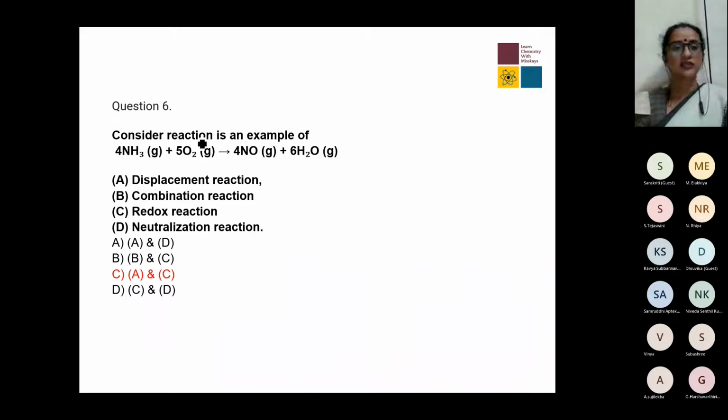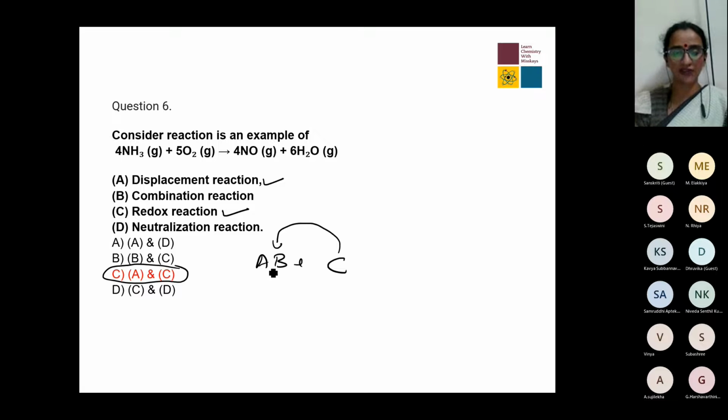Now, consider this reaction as an example, and the answer is given as A and C, meaning it is a displacement as well as a redox. Now, why is this being classified as a displacement reaction? Because a displacement reaction occurs when you have one element replacing another element in a compound. So if AB is a compound and C is replacing B in the compound, the product will be AC, right? So this can be considered as a displacement.